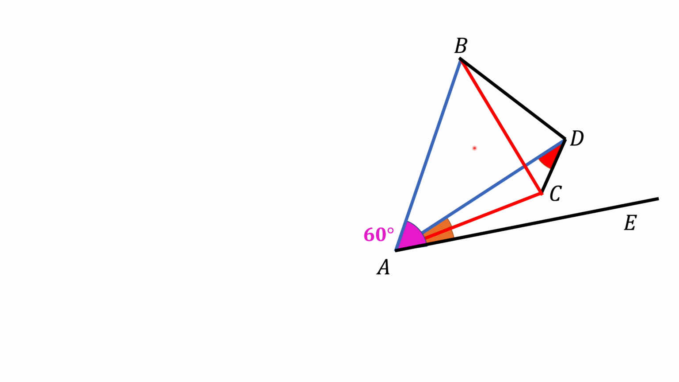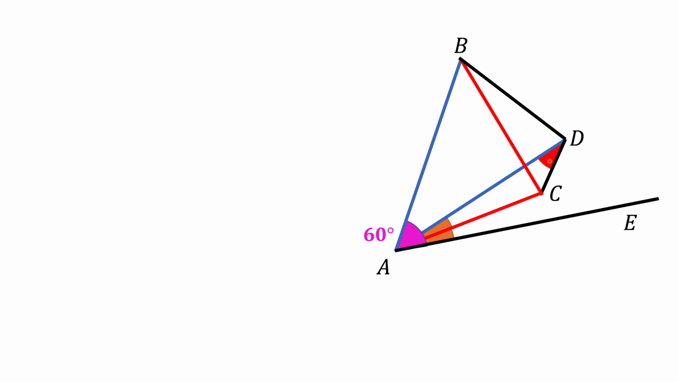Here we have a couple of isosceles triangles. BAD is an isosceles triangle, BA equals AD. And also triangle ACB is an isosceles triangle, BC equals AC. The other thing we have here is that angle BAE is 60 degrees, and AC splits the angle DAE in half. So angle DAC equals angle CAE.